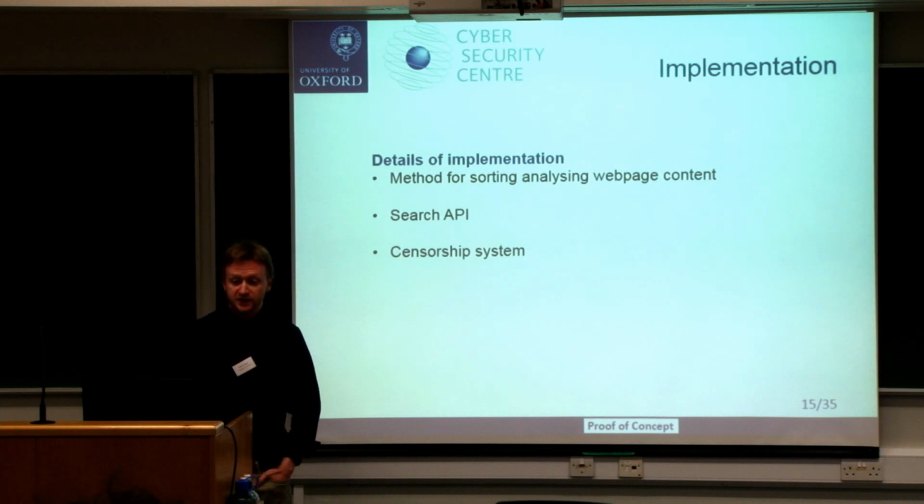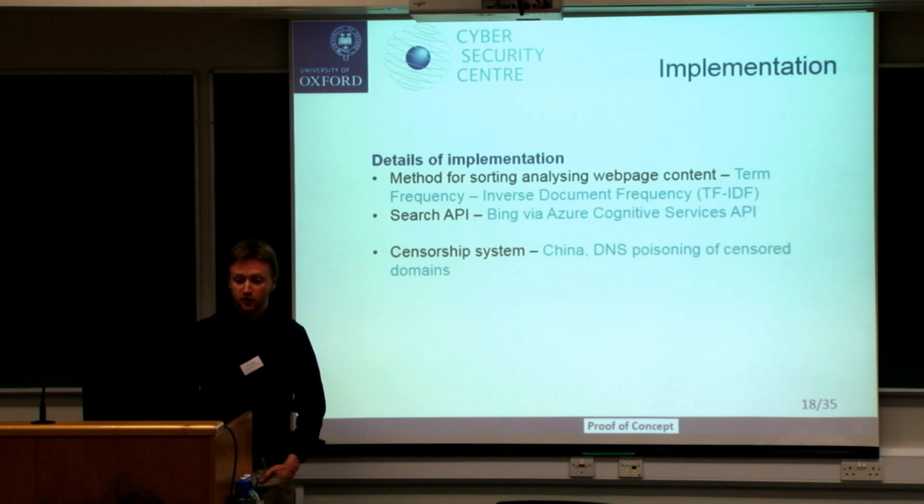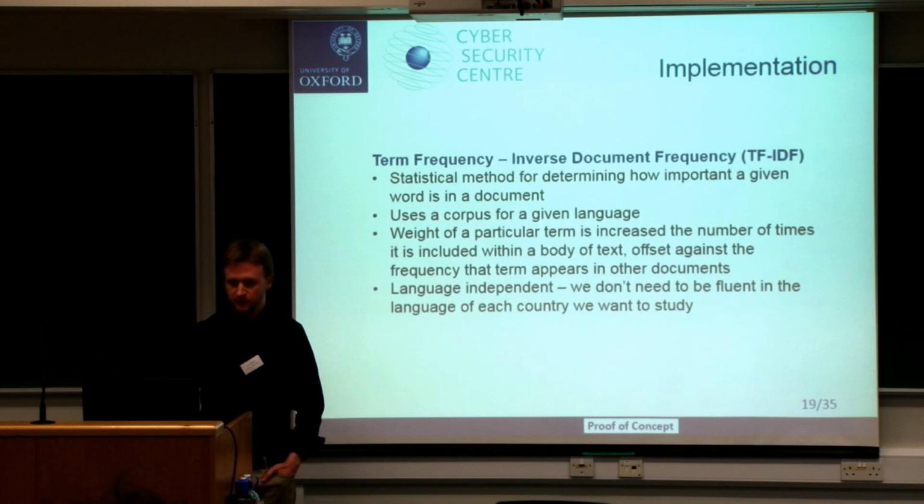So first of all, we needed a method for sorting web page content. So we're using a statistical technique called TF-IDF, term frequency inverse document frequency. I'll talk about that in a sec. For a search API, we decided to use Bing via the Azure Cognitive API. And for the censorship system, we're using China. They use DNS poisoning, and I'll talk a bit about that soon.